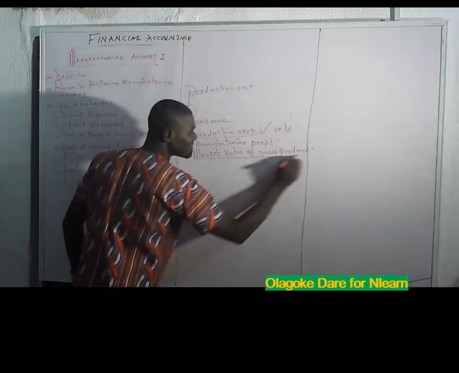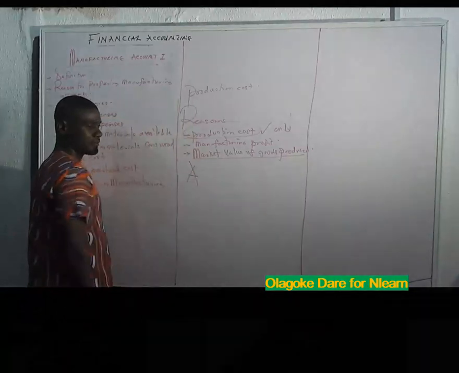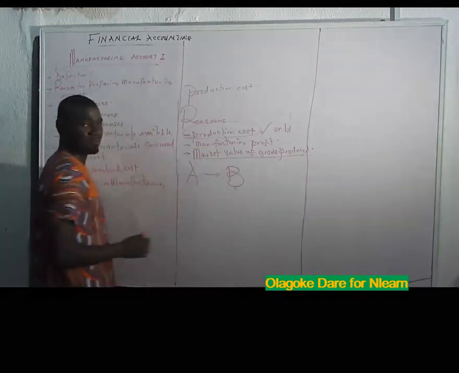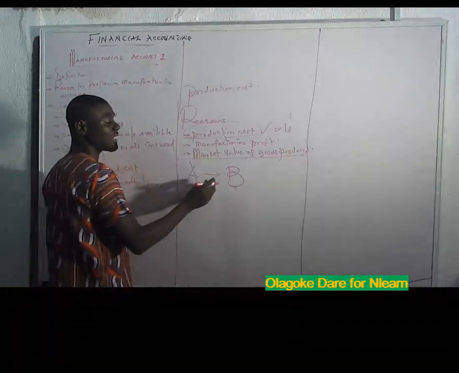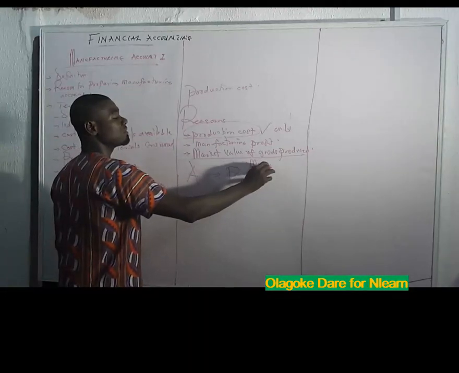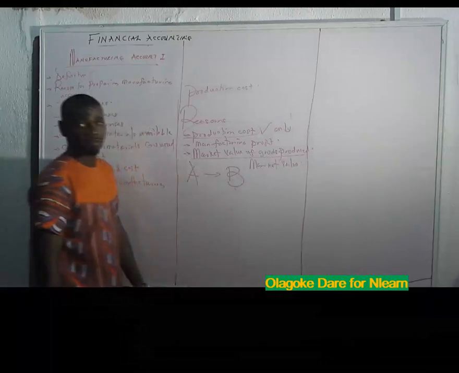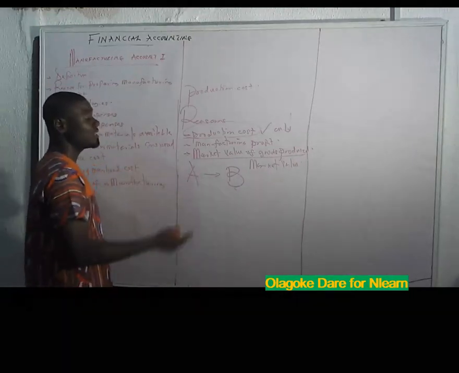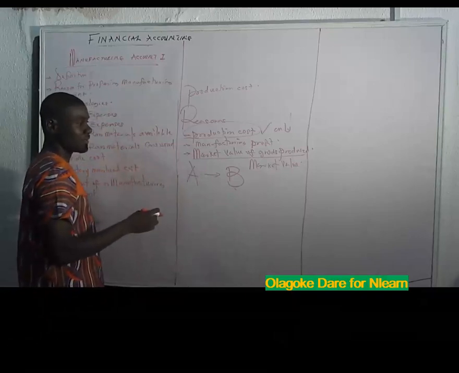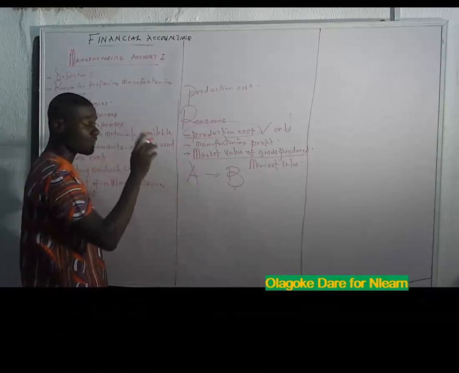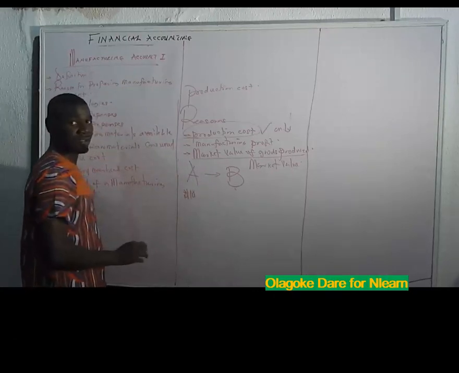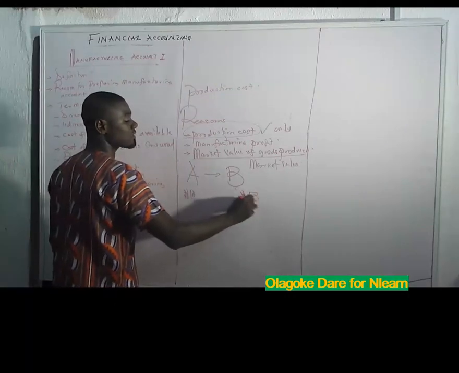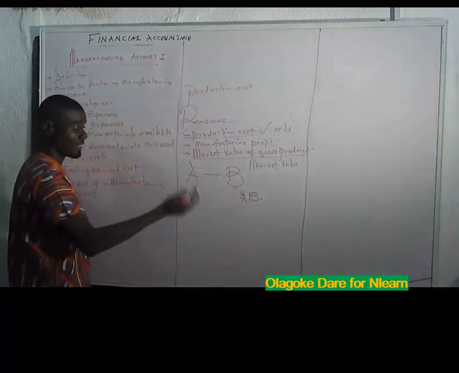What do we refer to as market value of goods produced? If company A does not want to produce and decides to buy a commodity from company B, that means the amount that commodity is bought should be the market value of a commodity. So a company may choose to either produce or buy and sell. So if a company wants to produce a commodity, and the cost of production per unit of that commodity is 10 naira, and the market value, if the company wants to buy in order to sell, is 13 naira to buy and sell.